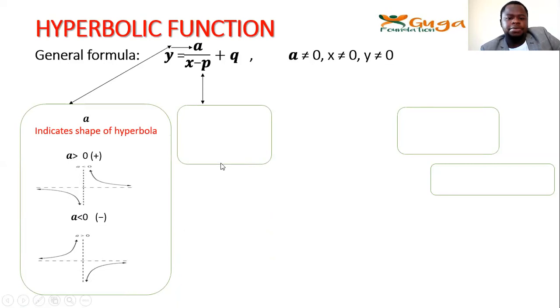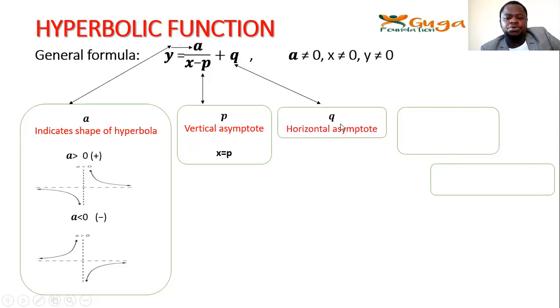Now, what is p? P is the vertical asymptote, x equals p. Now let's look at q. Q is your horizontal asymptote. Now let's look at the intercepts. So this one I said x-intercept when y equals 0 and y-intercept when x equals 0. This is the game. That's how we play it. This is the hide and seek rule. Okay.